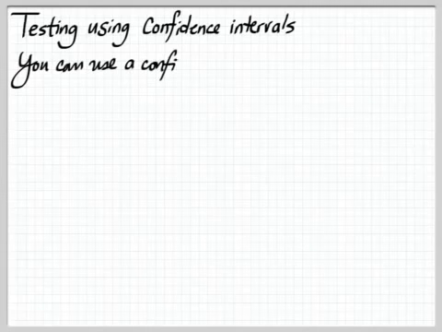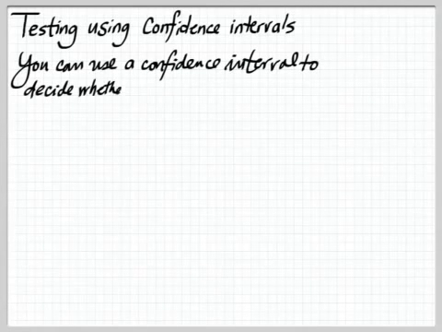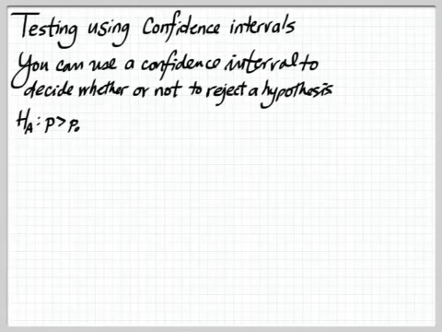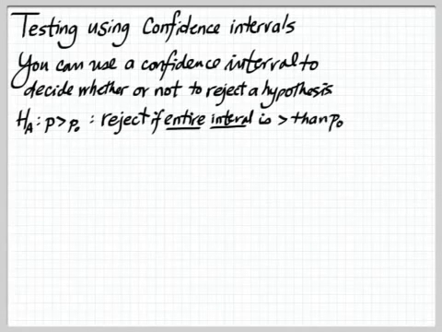So I want to talk about testing using confidence intervals. You can use a confidence interval that you've computed to decide whether to reject a hypothesis. Let's say your alternate hypothesis is a greater than, and then you have some confidence interval. You're going to reject the null hypothesis and accept this alternate if the entire interval is greater than whatever your null hypothesis value is. So if you said 40% here and your whole interval was over 40%, you would reject your null and you would accept this alternate hypothesis.